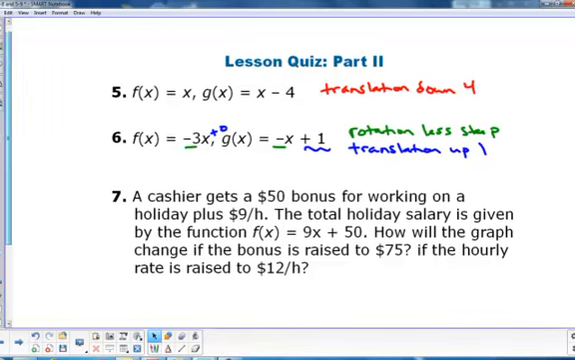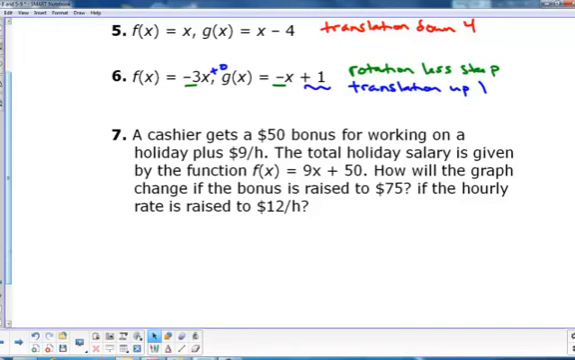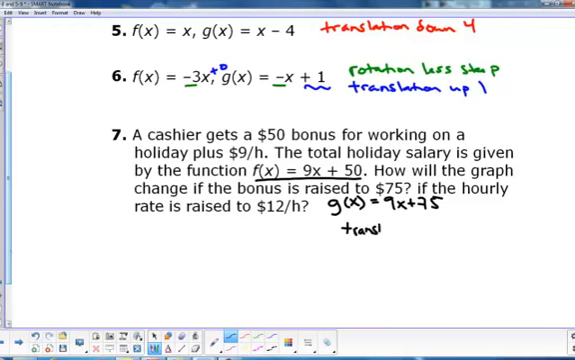And the last one says the cashier gets a $50 bonus for working on a holiday plus $9 per hour. So here's our equation. How will the graph change if the bonus is raised to $75? We'll make this g of x, and that would be 9x plus 75. That would be a translation up 25.